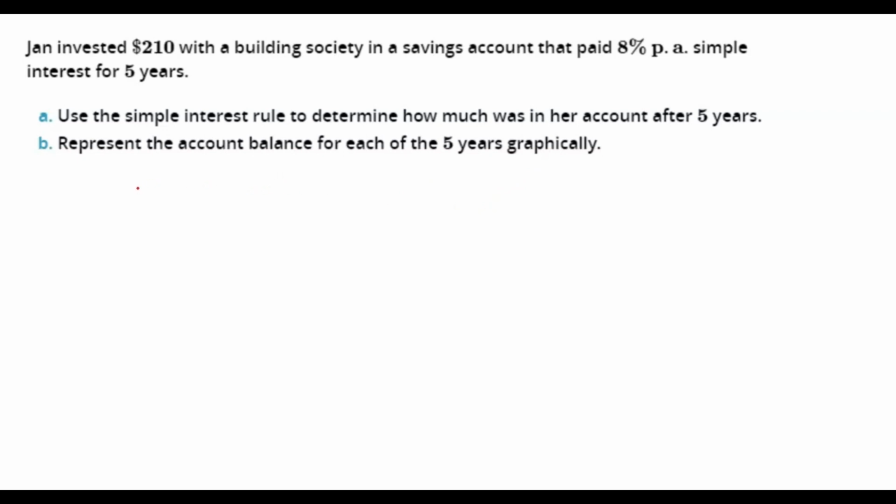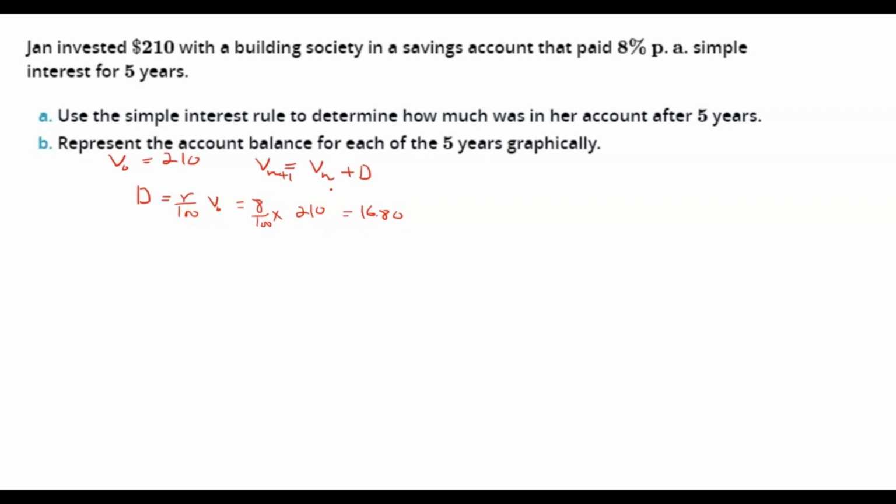So we need to find out what the D value is. Remember that. Again, let's write down everything that's given to us. So this is the formula we need to use: R over 100 times V naught, and our R value is 8 over 100 times V naught. So it's going to be $16.80. So that's how much is going into the account each year.